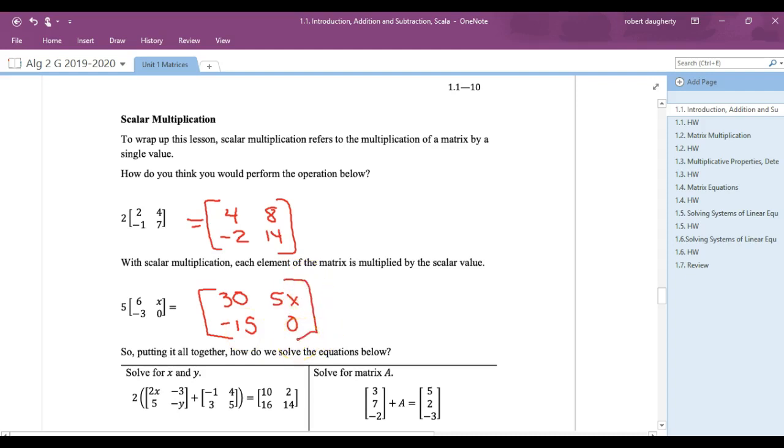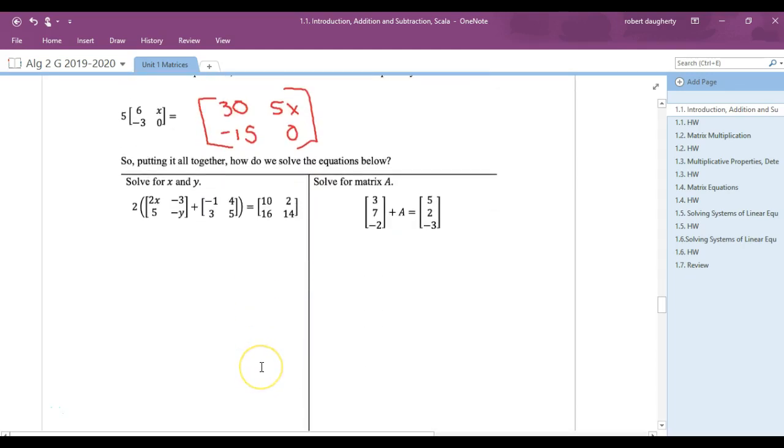Okay, we are almost there. So let's put together several things we did today. It looks more complicated, but I think you can handle it. When I look at this equation, what do you think I should do first? I'm going to look at the parentheses, and inside the parentheses, what should I do? Yeah, I should add those two matrices together.